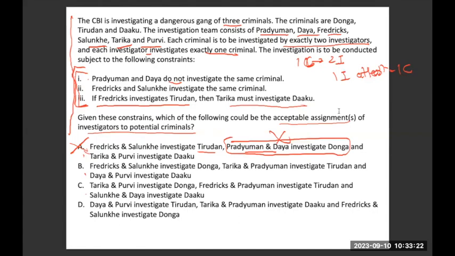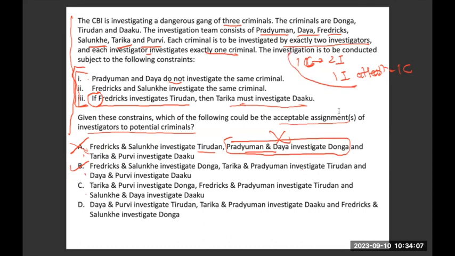The next one: Frederick and Salunke investigate Donga, which is fine because they both investigate the same criminal. Tarika and Pradyuman investigate Tridun, and Daya and Purvi investigate Daku. In this case, all three conditions are getting satisfied, but you can raise an argument: what about the third condition? If Frederick investigates Tridun, then Tarika investigates Daku. But this is subject to Frederick investigating Tridun, only in that case. So option B is correct. It's satisfying all the three conditions, and of course the two conditions provided earlier.